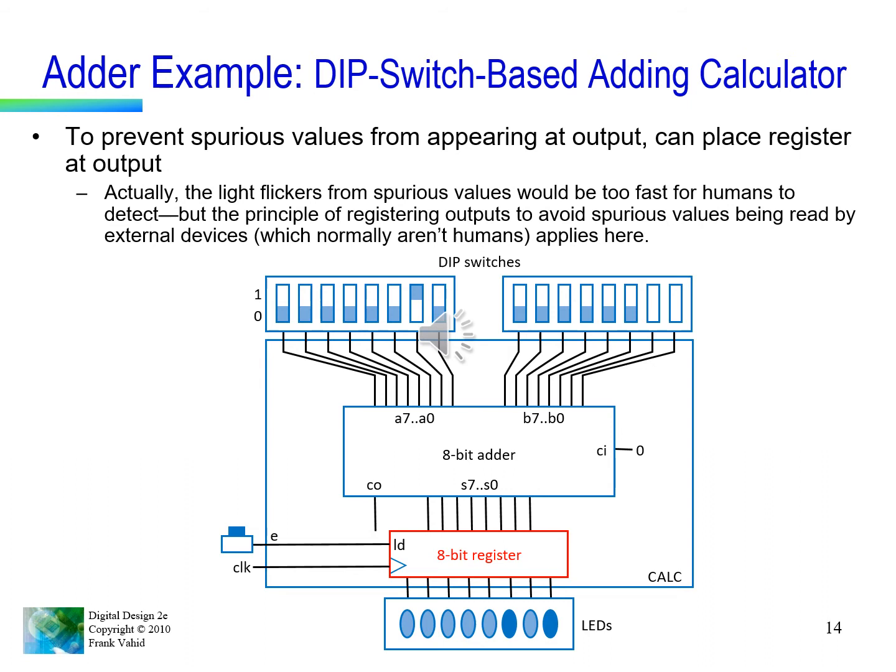We can also add an 8-bit register at the output. When we press the button E, the output will be displayed on the LEDs. Why is this register used? To prevent the values from appearing at the output very quickly. So we replace the output with registers.